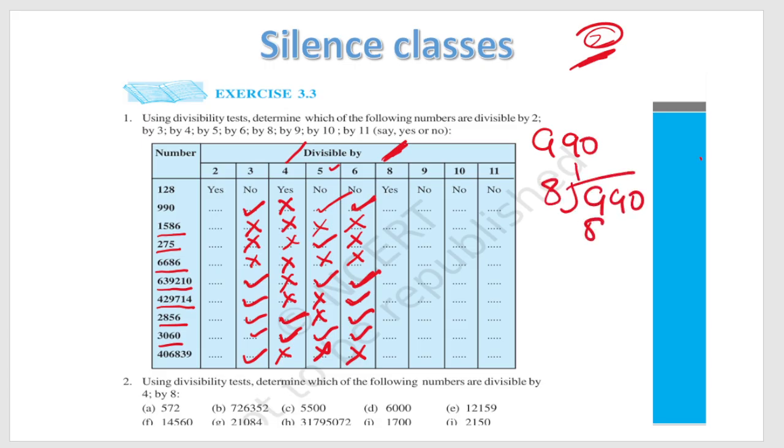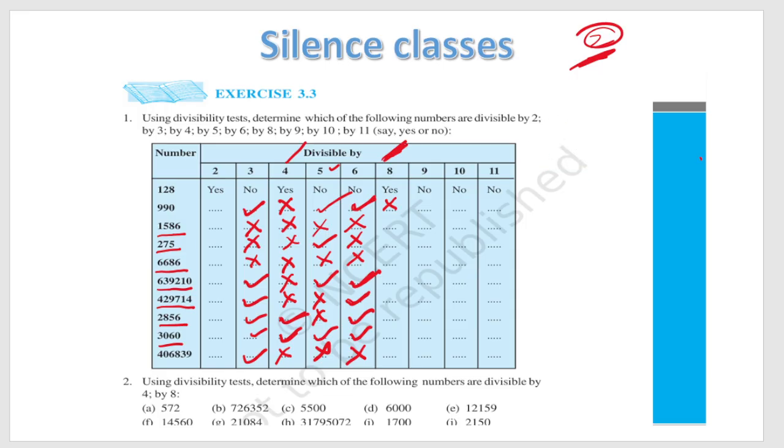8 ones are 8, 8 twos are 16, 30. And 30 is not divisible by 8. This means this number is not divisible by 8. I have taken the complete number because in this number only 3 digits are there. That's why we have to divide the whole number.